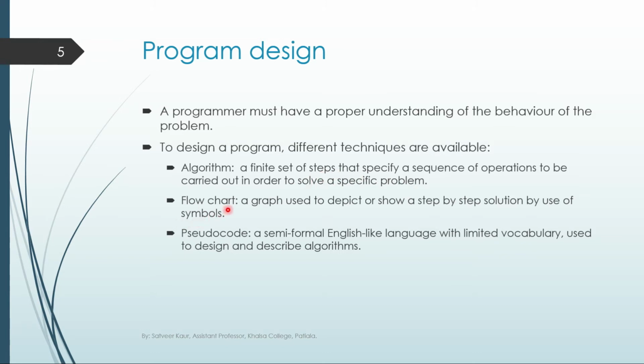The next one is the flowchart. A flowchart is a graph that is used to depict or show a step-by-step solution by the use of symbols. And the third one is pseudocode. It is a semi-formal English-like language with limited vocabulary that is used to design and describe algorithms.